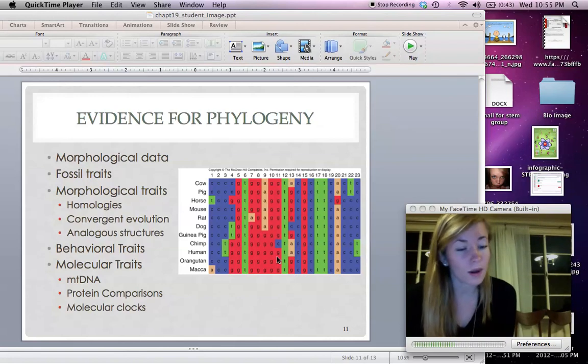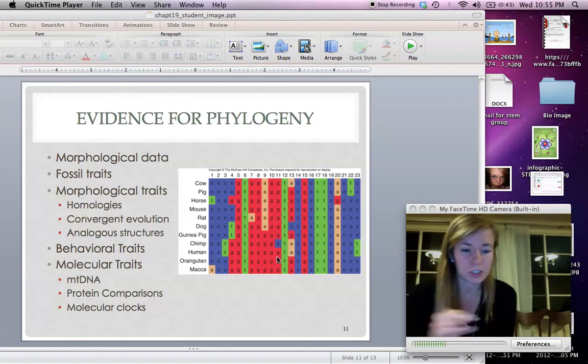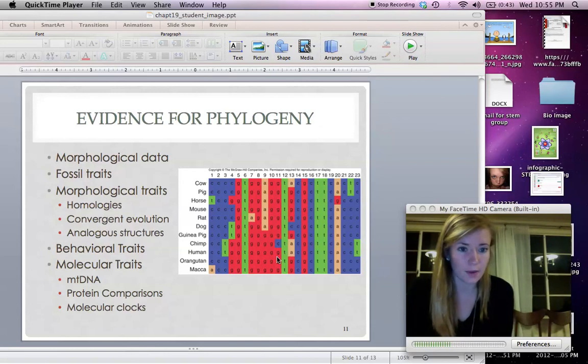Then there's also the whole concept of a molecular clock, which looks at how mutations accumulate over time. There's an animation online I want you to watch on that one. And that is the end of chapter 19.3.